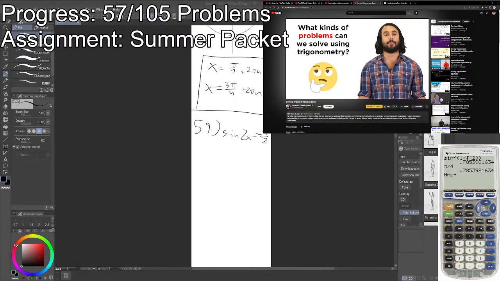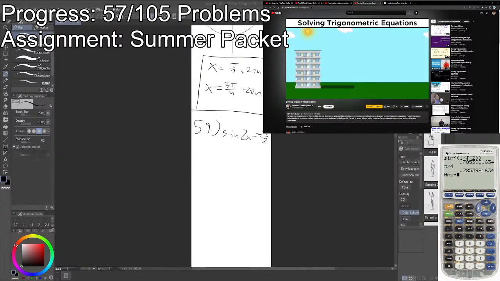There are lots of problems we can solve using trigonometry, so let's see what some examples might be. The first thing we could do is find things like angles of elevation. Let's say that there is a building that is 30 meters tall, and it casts a shadow that is 16 meters long. What is the angle of elevation of the sun to the nearest degree?